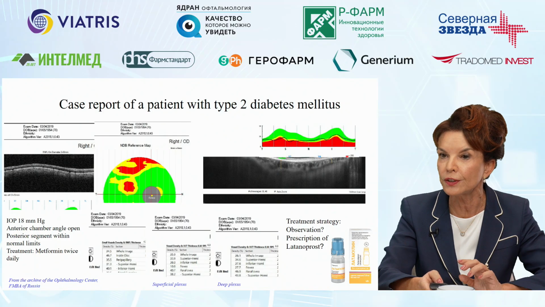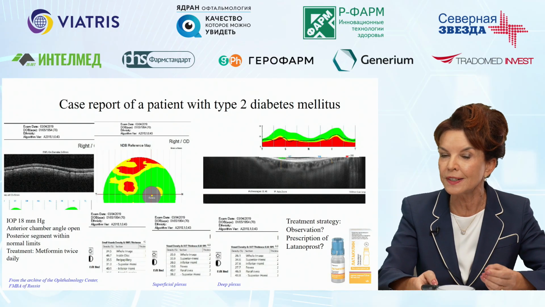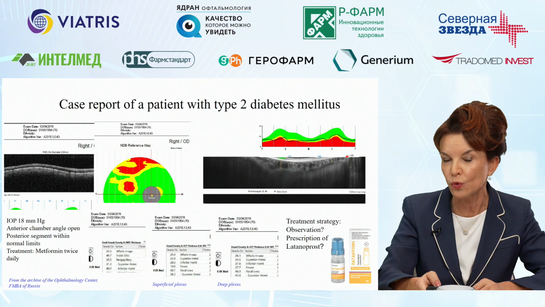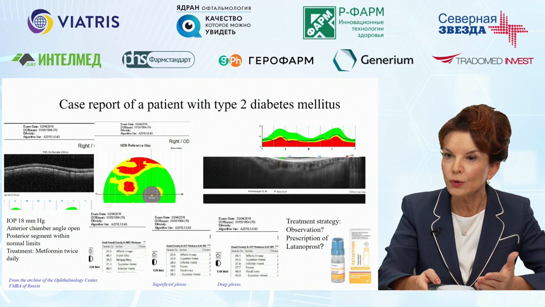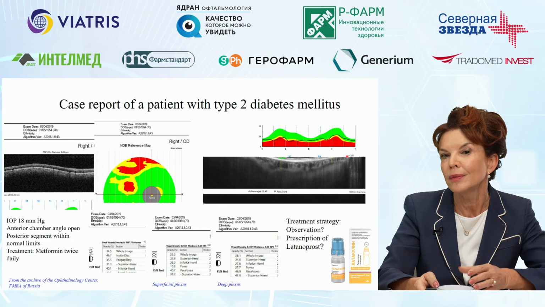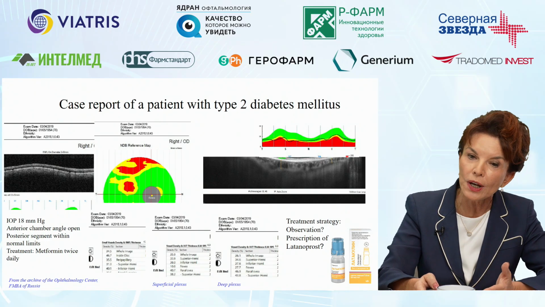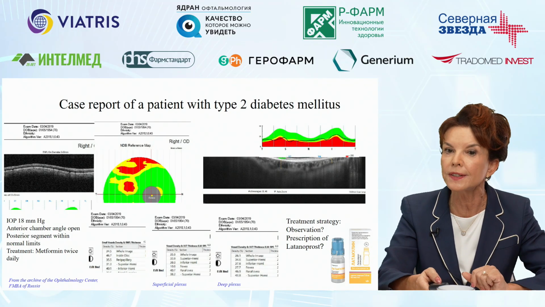Here is an example from our practice. You can see the case report of a patient with type 2 diabetes mellitus. Again, you can see the retinal fiber layer is thin, but the pressure is normal. This is a patient with diabetes mellitus who is not diagnosed with glaucoma. But the question is how to treat this patient if we see changes similar to glaucoma. Should we just monitor this patient with diabetes?